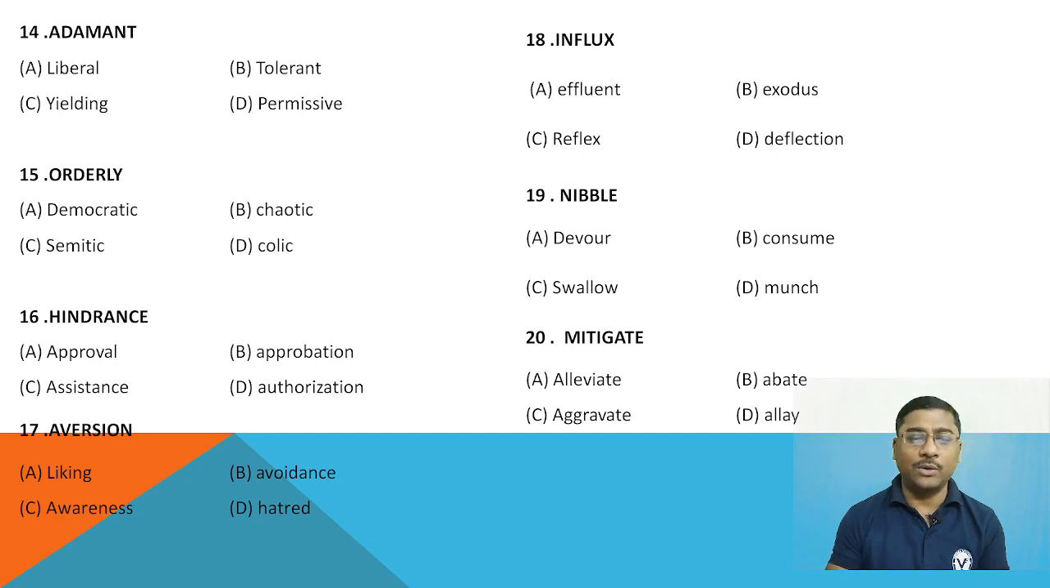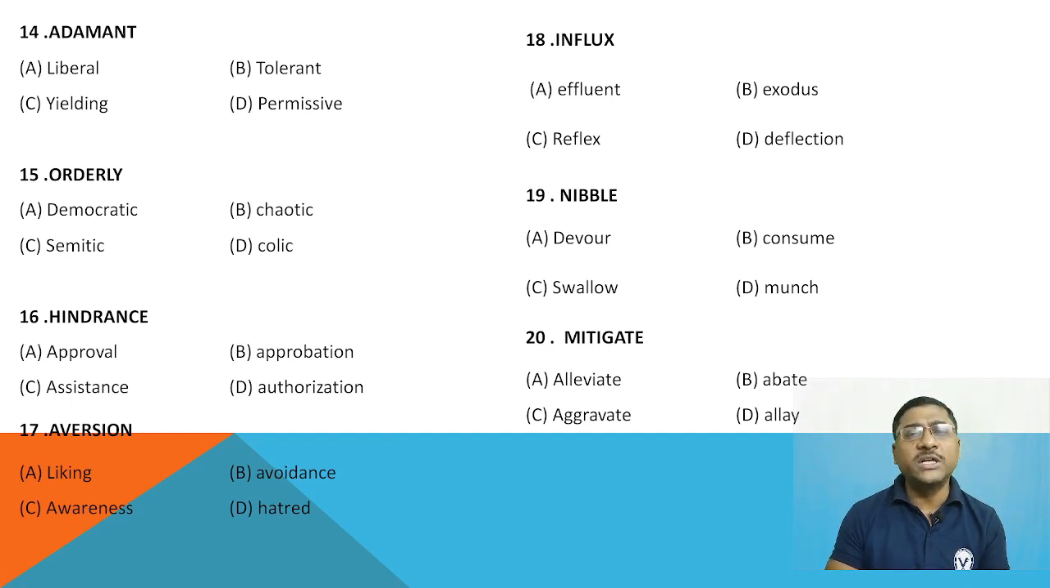Approval, to allow. Approbation, getting an official permission. Approbation is getting an official approval or official permission, that is approbation. And authorization, to authorize somebody, that तुमको मैं दे दिया तो आज से तुम्हारा ये responsibility, तुम इसको देखोगे या तुम इसको करोगे. That is known as authorization, to authorize somebody to do something, right? So that is authorization.